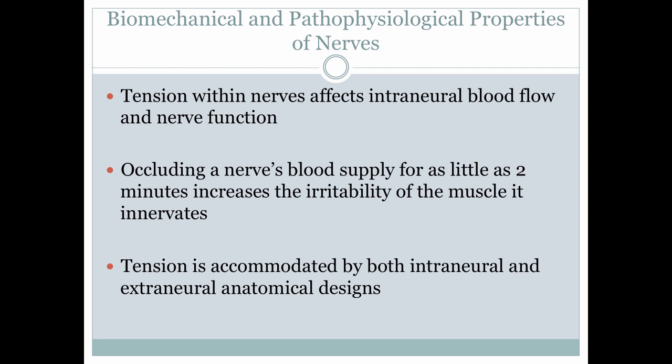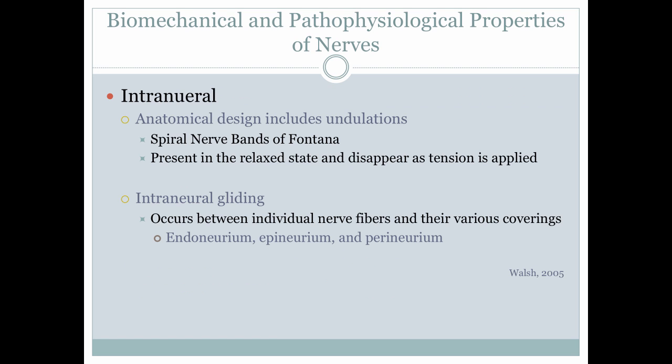Tension is accommodated by both intraneural and extraneural anatomical designs, and we'll talk a little bit about that. Some of the intraneural characteristics, one that I found really interesting as I was doing some reading, was these structures called spiral nerve bands of Fontana, and they're described by a historical review by Clark and Byrne.